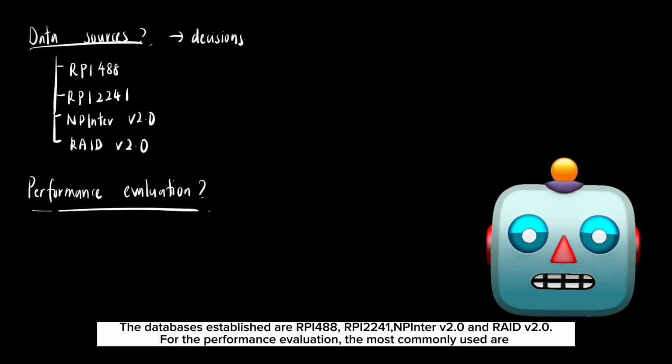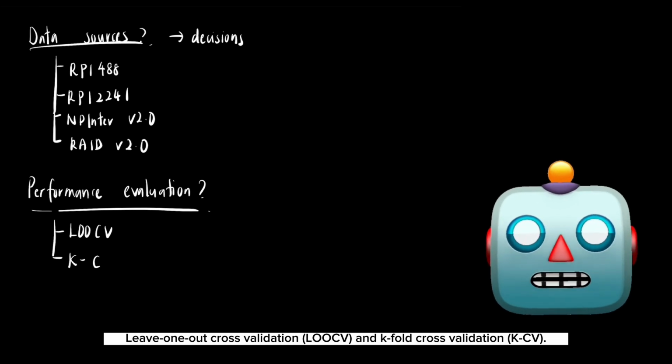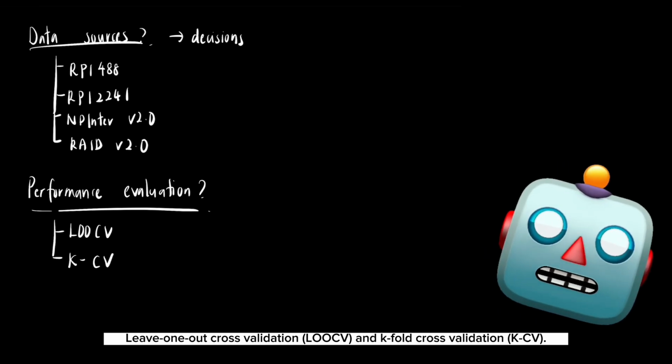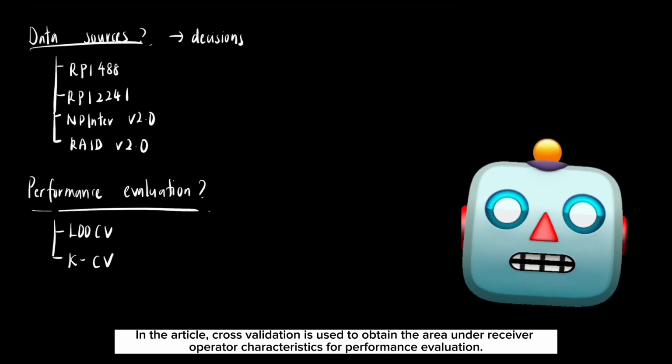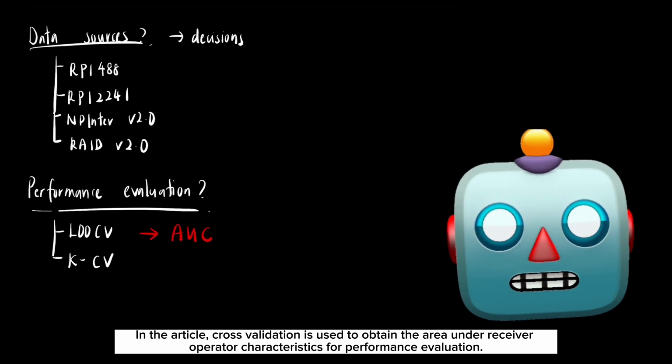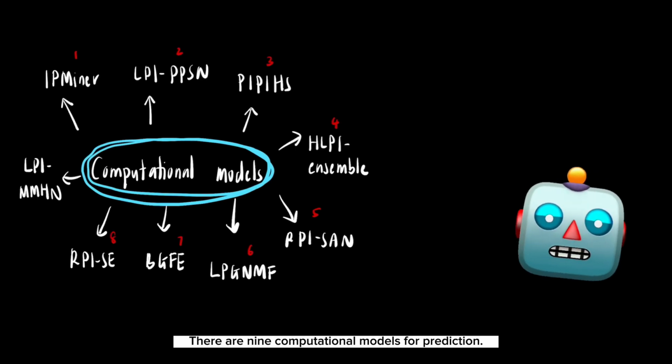For the performance evaluation, the most commonly used are leave-one-out cross-validation (LOOCV) and k-fold cross-validation (KCV). In the article, cross-validation is used to obtain the area under the receiver operating characteristic curve (AUC) for performance evaluation. There are 9 computational models for prediction.